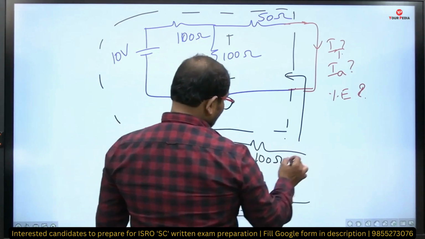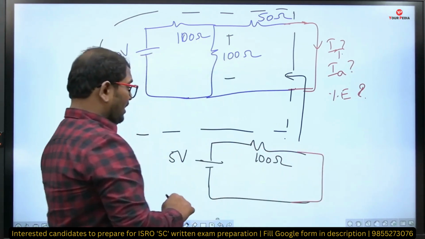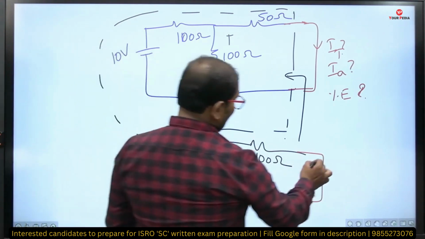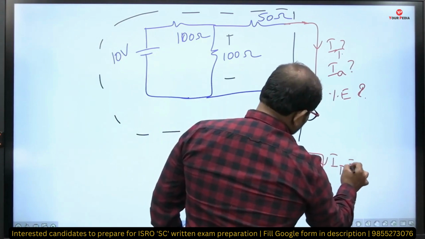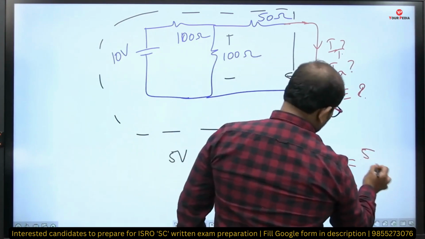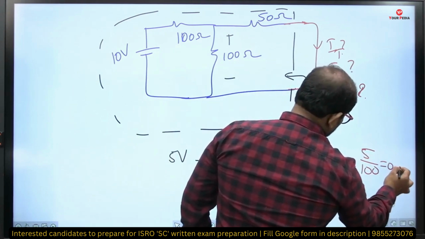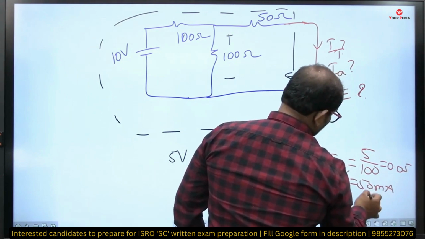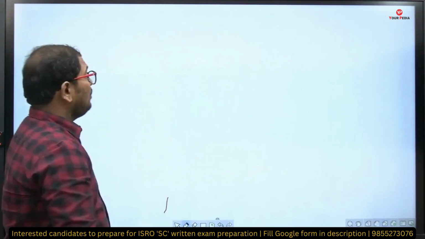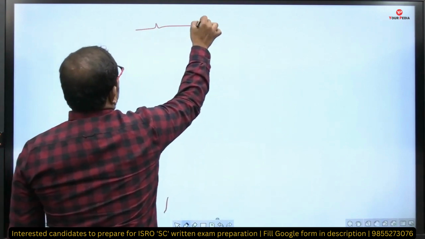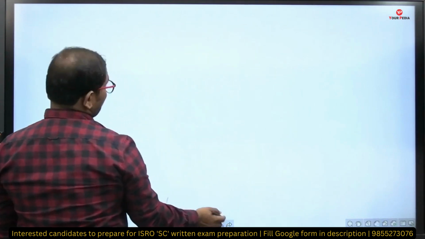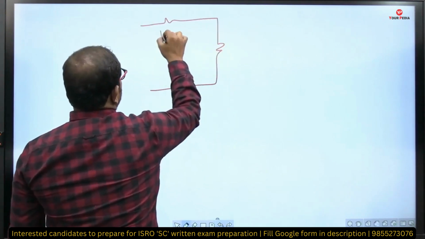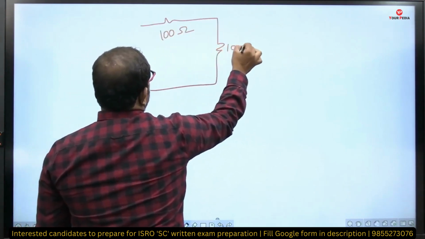And here we need to connect the ammeter, so what happens? How much current is flowing here? What is the true value of current? The true value of current is 5 by 100, which is equal to 0.05, that is 50 milliamperes. Now let's calculate the actual value of current by replacing the ammeter with its internal resistance. So let me take this as 100 ohms, and take the ammeter as 10 ohms.